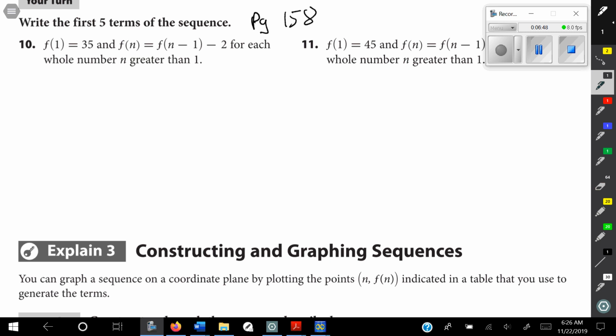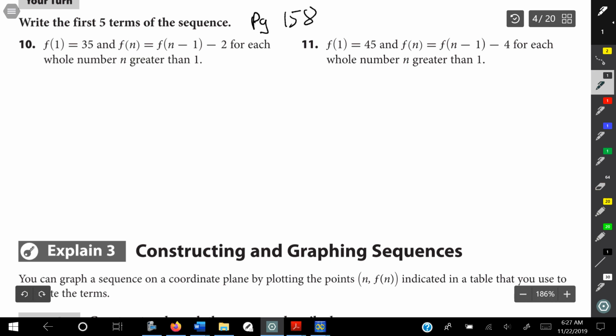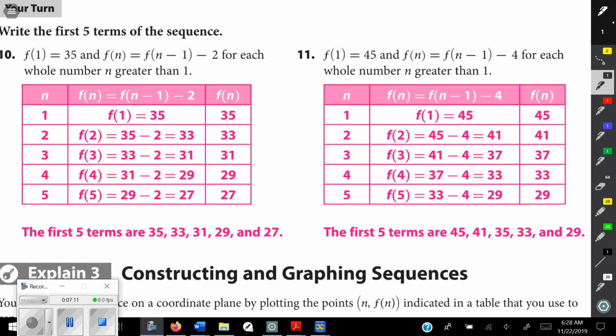All right, take a look at number 10 and number 11 here. You can pause the video and see if you can find the first 5 terms. Remember, because it is the recursive rule, you need to use the previous term. So this should be what you get for number 10 and number 11. These are the first 5 terms for each recursive sequence. And remember, with recursive, you need to know the previous term.